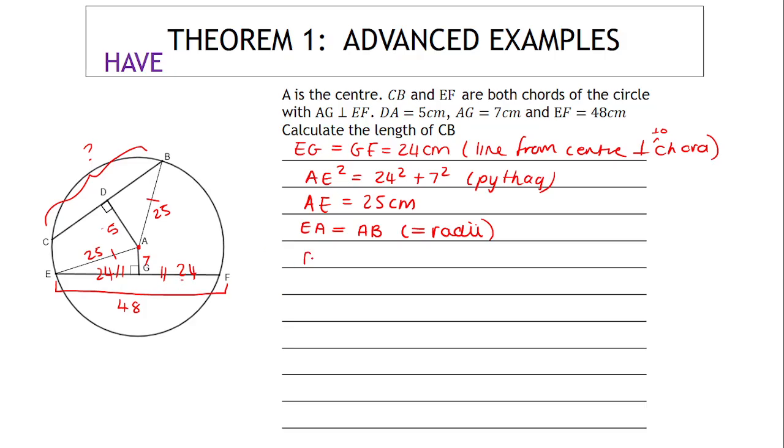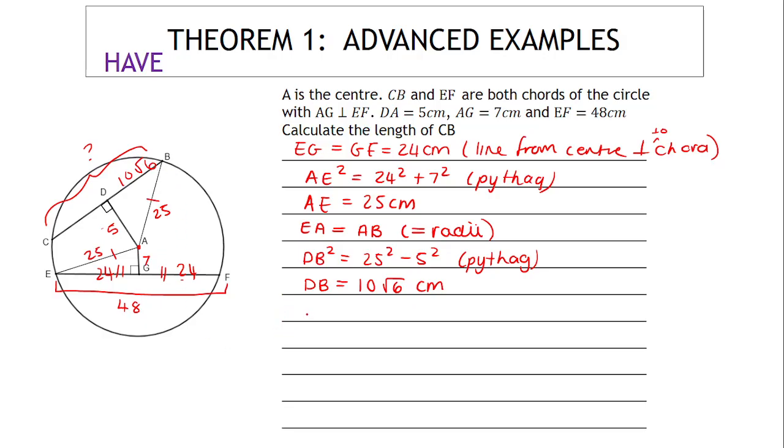So now let's work out DB. That's going to be 25 squared minus 5 squared. Again, that's Pythagoras. Okay, so let's work that out. 25 squared minus 5 squared is going to be 10 root 6. What a beautiful answer. Centimeters. So this is 10 root 6.